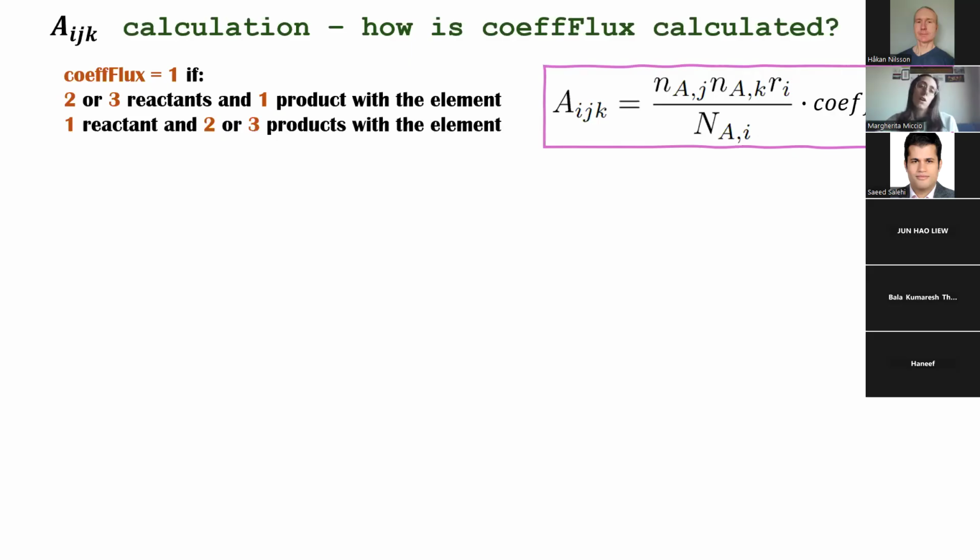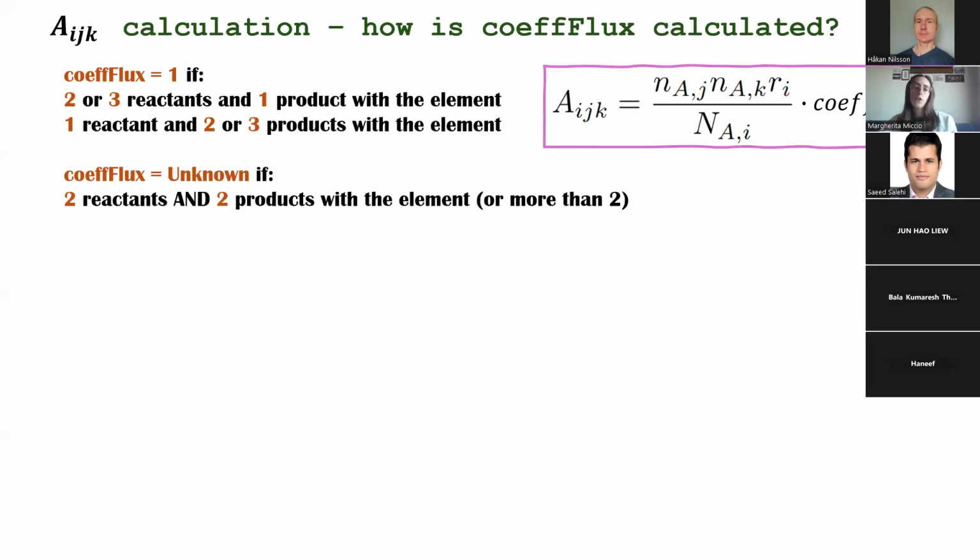The same if we have 1 reactant and 2 or 3 products with that element. No need for correction because there are no ambiguities. They will all come from the only reactant that has that element. But then the coefficient flux is unknown and needs to be calculated if we have 2 reactants and 2 products with that element, or even more than 2, of course, but that will create even more ambiguities. So to do this, I will use the heuristic rule 1, which is prefer single exchange.